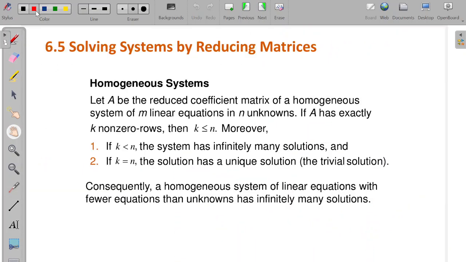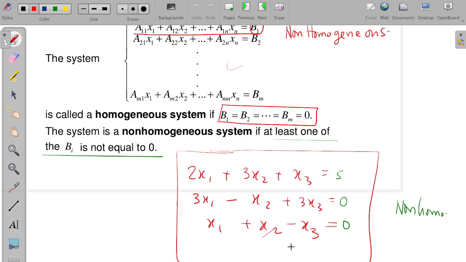Now we have this for homogeneous systems. Let A be the reduced coefficient matrix of a homogeneous system of m linear equations and n unknowns. For example, these are equations. How many unknowns do we have here? 3 unknowns. So we have 3 equations here, and also 3 unknowns.